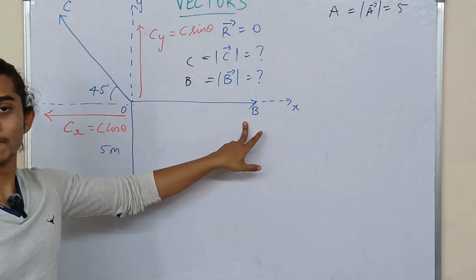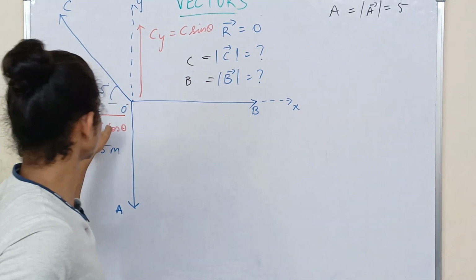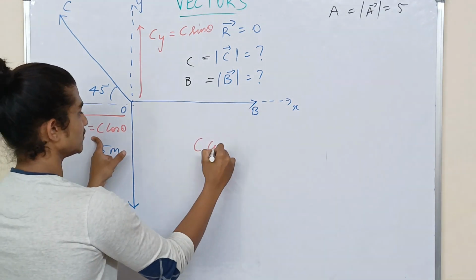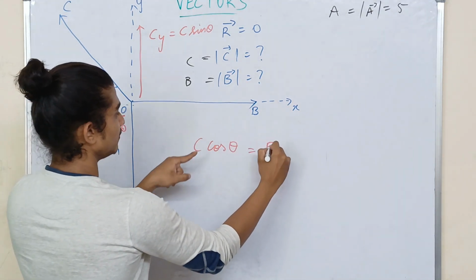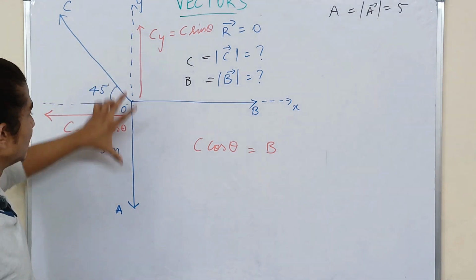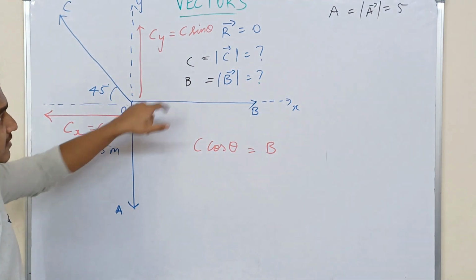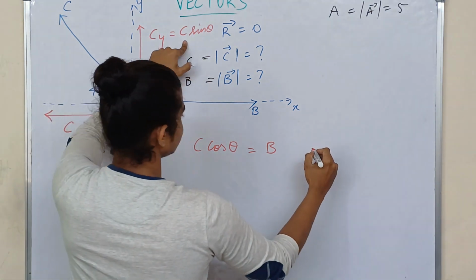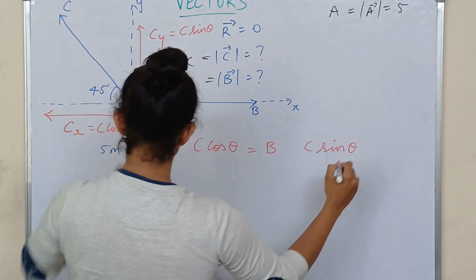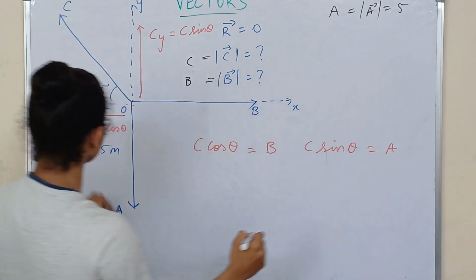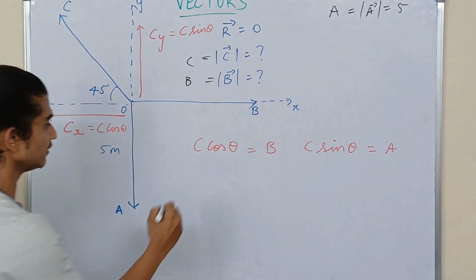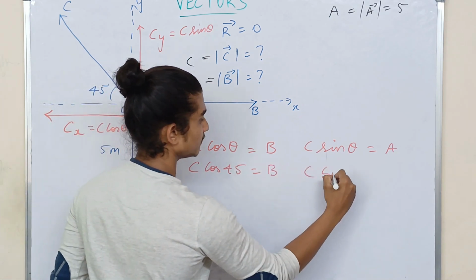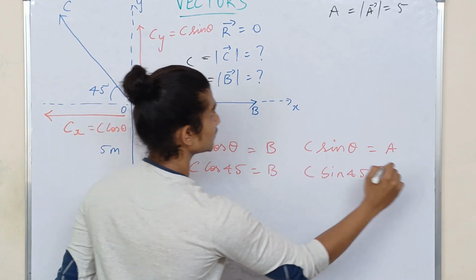Now since these two vectors cancel out and give your resultant as 0, I can say that c cos theta should be equal to b. So this vector should be equal to this, which means the magnitude should be equal. So c cos theta should be equal to b. Similarly, if these two vectors are equal, then only the resultant should be 0. So from this I can also say that c sine theta should be equal to a. Now what is your theta value? Theta value is given as 45 degrees. So c cos 45 is equal to b, c sine 45 is equal to a.